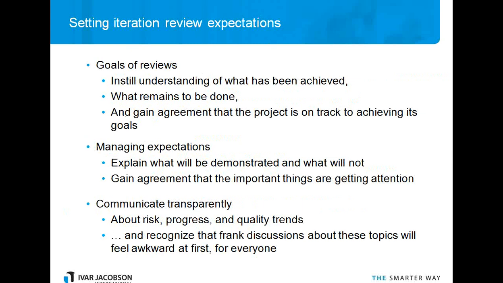So when you're doing an iteration review, the goals of the review, first of all, is to make sure that everybody, the extended stakeholders now, understands what's been achieved, what remains to be done, and to get agreement that the project's on track to achieving goals. So in doing that, it's important to manage expectations. They need to understand what was done during the iteration, and then it's always important, I feel, to show them something. So you want to demonstrate some portion of the system that was built so they get a tangible sense, not just looking at some nice graphs on a scorecard, but actually seeing something real.